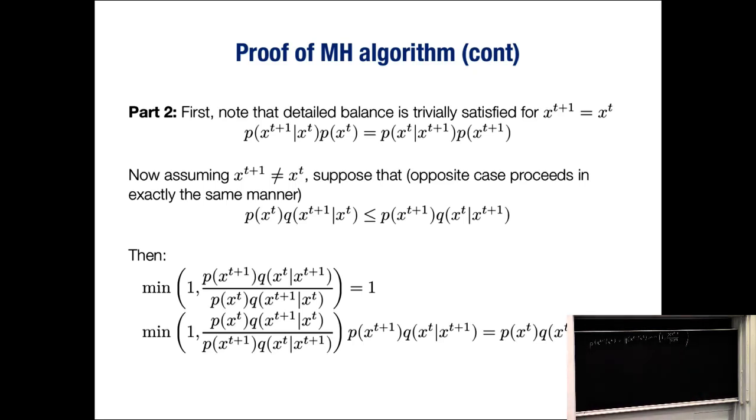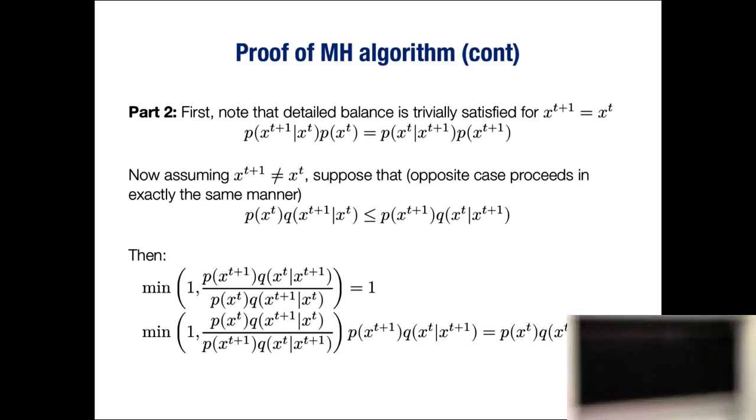So what I'm going to do is consider two cases, and these two cases are going to consider the numerator and denominator of this weird expression that we have here. Actually, I'm only going to consider one case because the other one is the same thing. I'm going to consider the case where the numerator is bigger than the denominator in this term here, which is called the acceptance probability.